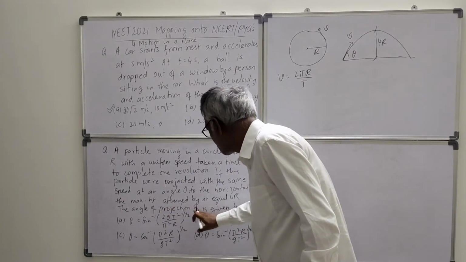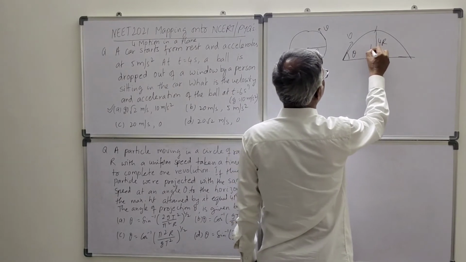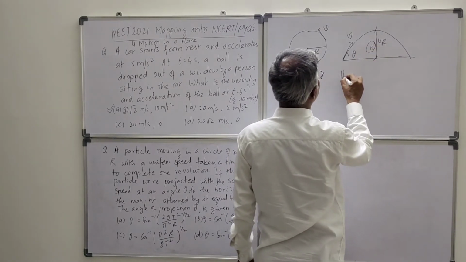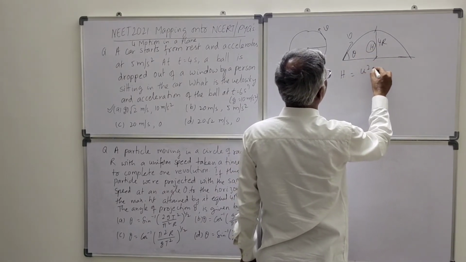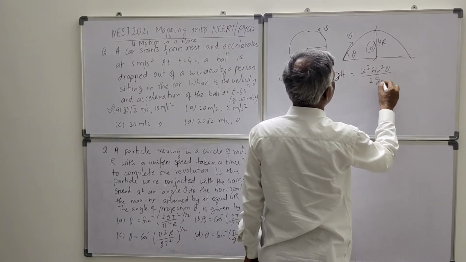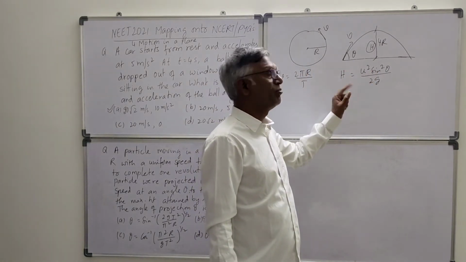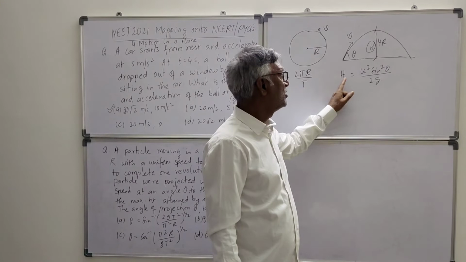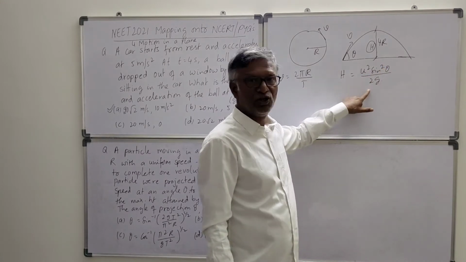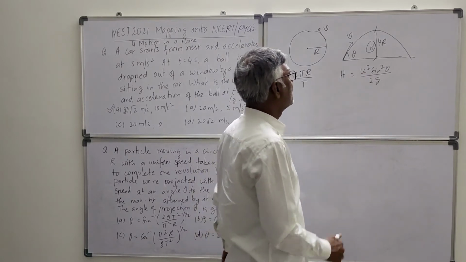The angle of projection theta is given by, see here, what is the formula for H, maximum height? H is equal to u square sine square theta by 2g. This is the formula. For R, it is u square sine 2 theta by g. For H, u square sine square theta by 2g is the formula.